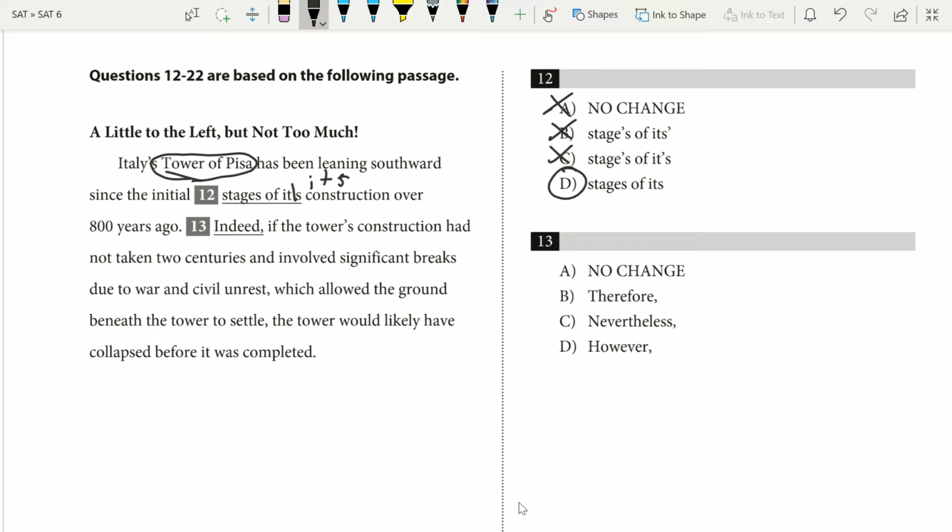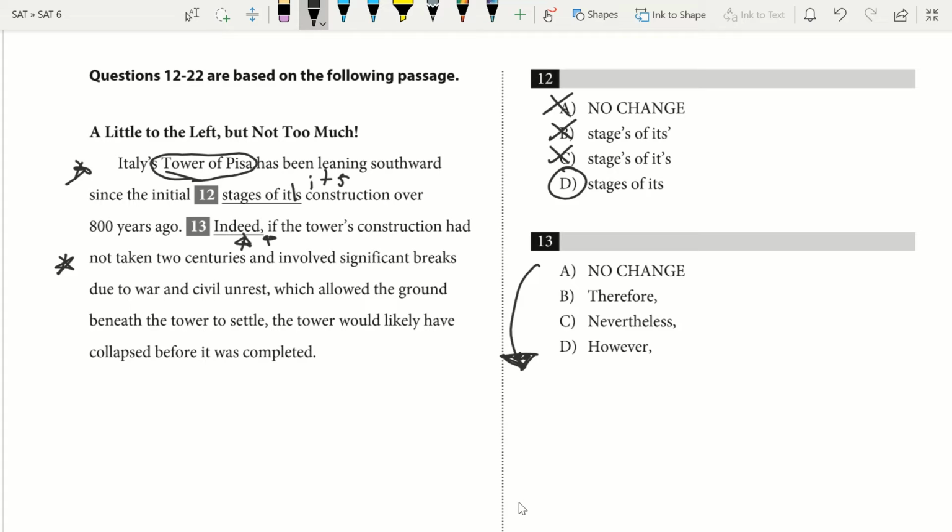Over 800 years ago. Indeed, if the tower's construction had not taken two centuries and involved significant breaks due to war and civil unrest, which allowed the ground beneath the tower to settle, the tower would likely have collapsed before it was completed. Alright, so here I see that I have one word, comma after it, at the beginning of the sentence, so I'm looking for a transition word. Well, what transition word makes sense here? To know, we have to think about the sentence before it and the sentence that it is in.